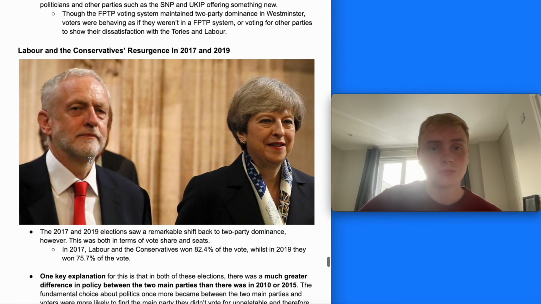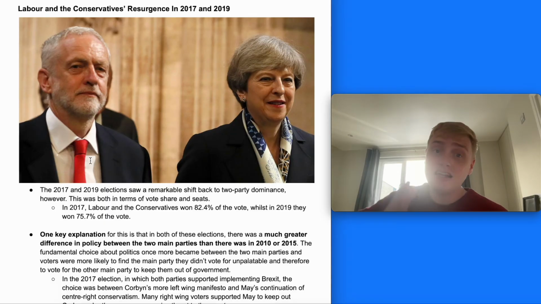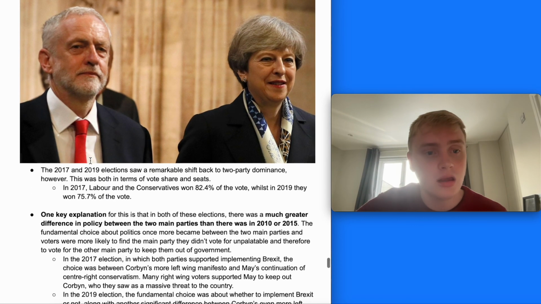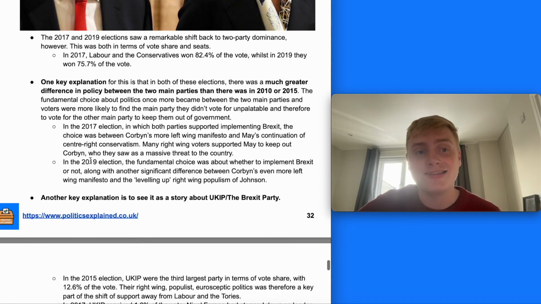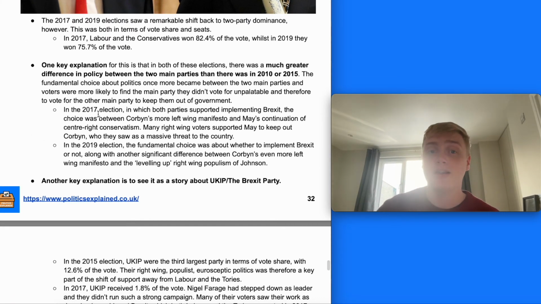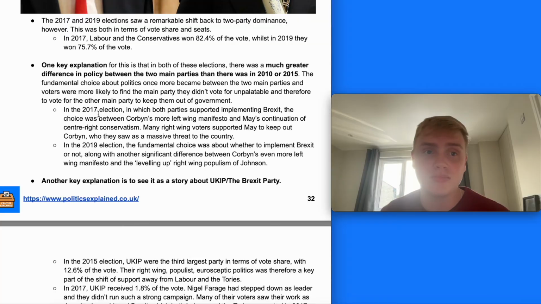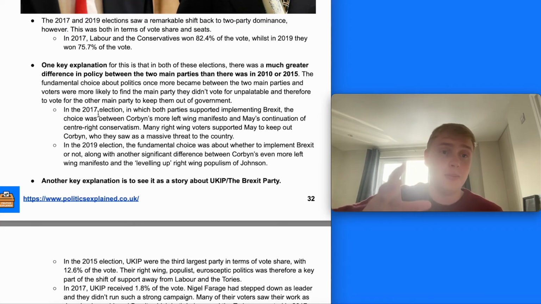What you saw in 2017 and 2019 in those elections, though, was a resurgence of the two-party system. This was both in terms of vote share and seats. So in 2017, Labour and the Conservatives won 82.4% of the vote between them, whilst in 2019 they won 75.7% of the vote. A couple of key explanations for this.